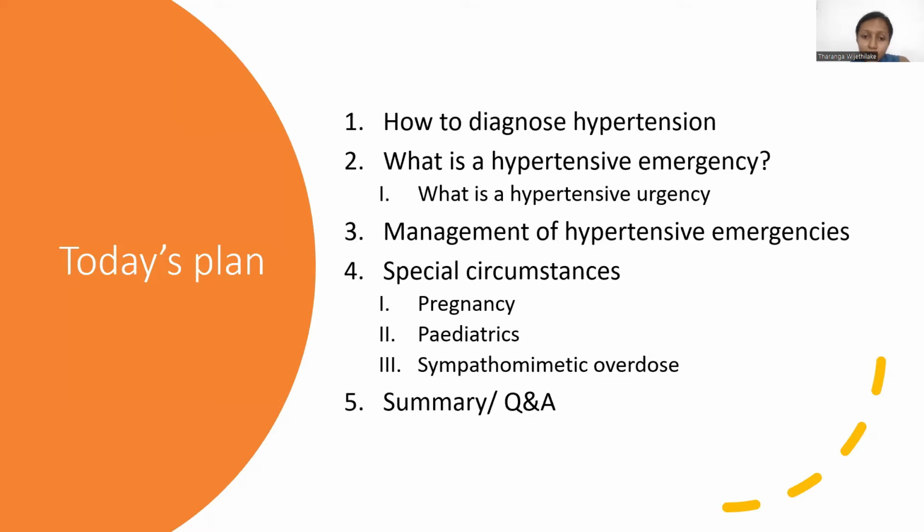Then I'll talk about a few special circumstances, including pregnancy, pediatrics, and sympathomimetic overdose. I thought I'd talk a little bit more about pregnancy because, given the situation of the country, more and more of our patients are having problems getting their medications and finding transport to and from hospitals. As a country, we have been performing very well regarding our preventive medicine and our maternal care.